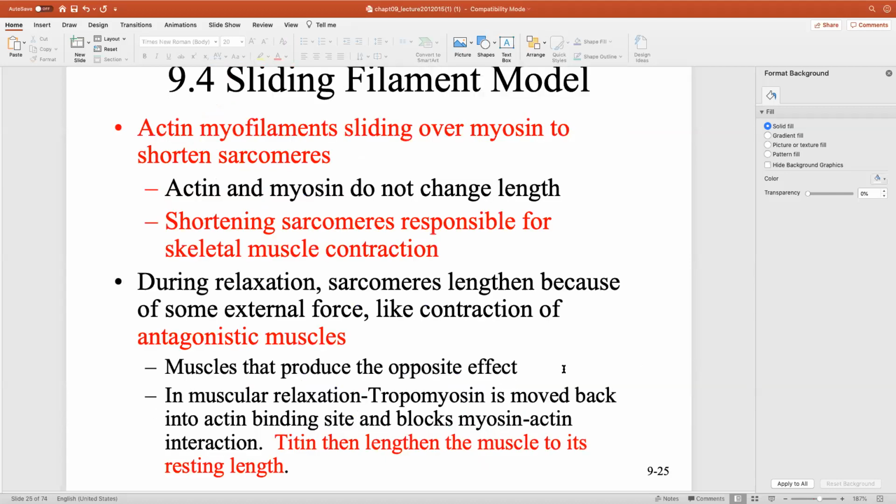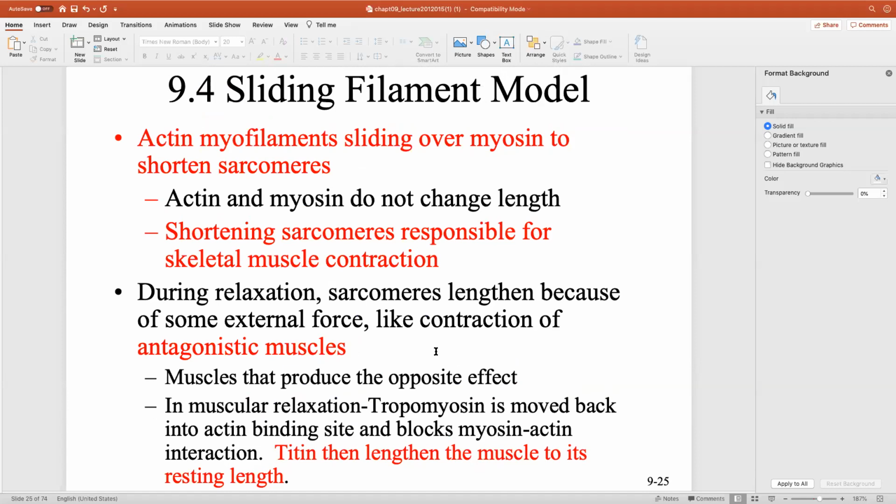Right? Sliding filament theory is what we've been mentioning, right? Actin myofilaments slide over myosin to shorten the sarcomere. The actin and myosin never change length. The overlap between actin and myosin, it is what changes.